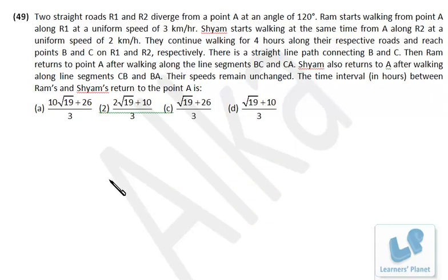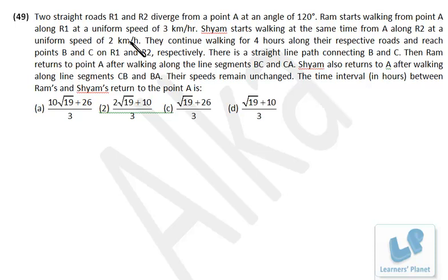Further, we have a question based on trigonometry as well as time, speed and distance. So let's read the question first of all. Two straight roads R1 and R2 diverge from a point A at an angle of 120 degrees. Ram starts walking from point A along R1 at a uniform speed, and Shyam starts walking at the same time from A along R2 at a uniform speed of 2 km per hour.